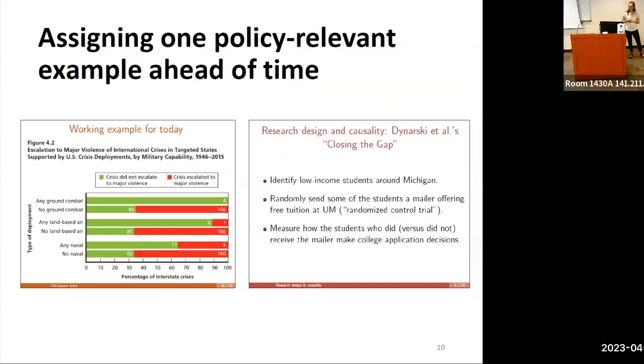Another example, I used Donarski et al.'s Closing the Gap paper, which presumably many of you know about since two co-authors were here. Show hands if you know this. Oh man, this is a great paper. Okay, so this is the paper where they randomly reach out to low-income students around the state of Michigan with information about tuition guarantees at the University of Michigan.